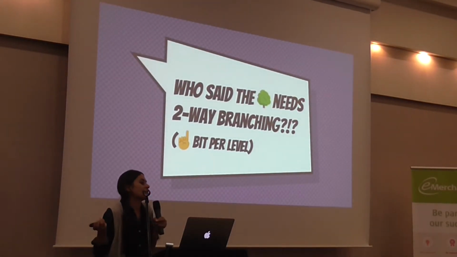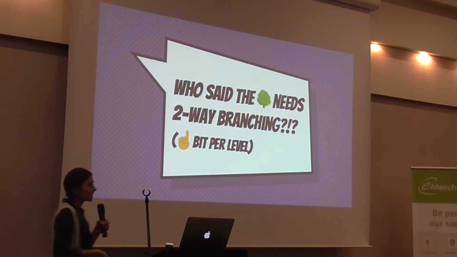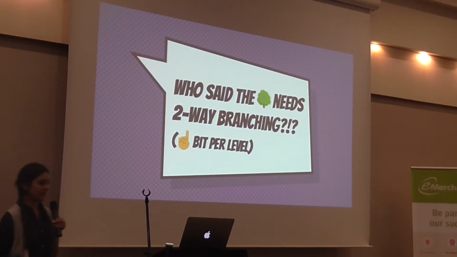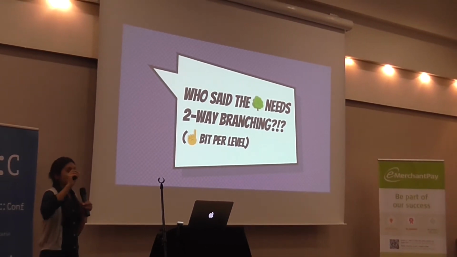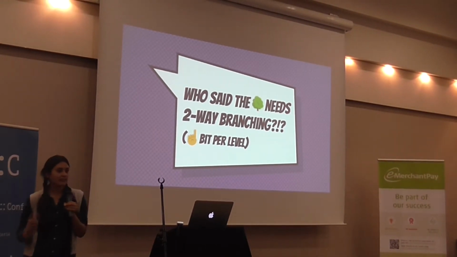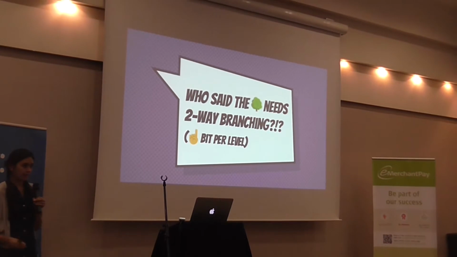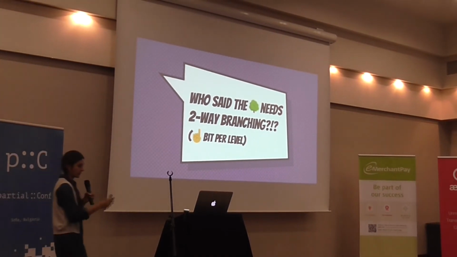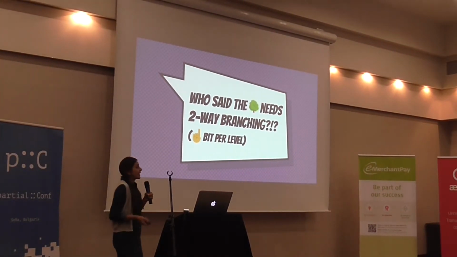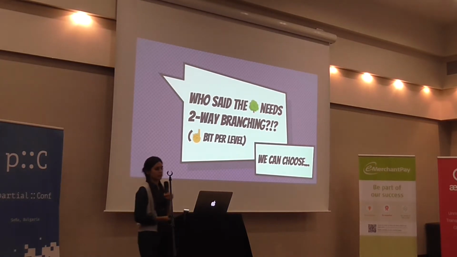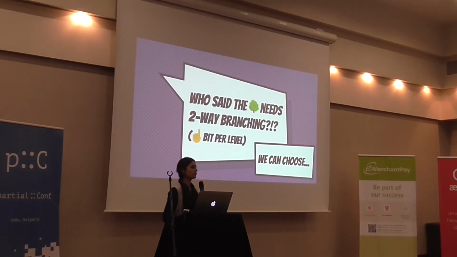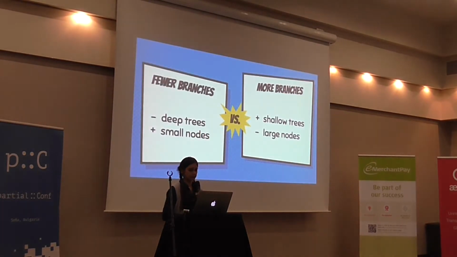But nobody said we need to do that. Nobody said that the tree has to be only 2 branches at a time. If we do it that way, we're basically representing 1 bit of information at each node of the tree. We have a 1 or a 0. And nobody said that we can't represent more information at each level and have more branches correspondingly. So we can choose the number of branches of our nodes.